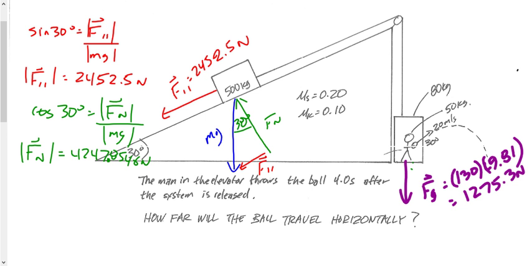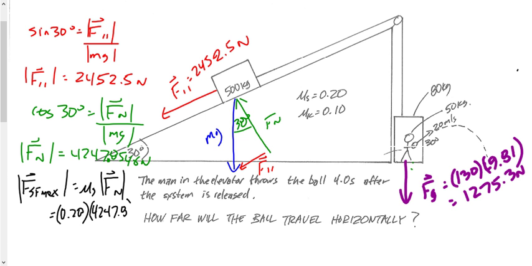Let's get the maximum force of static friction right now. Let's say F friction max is equal to mu times the normal force. And mu static is 0.20. The normal force is 4247.8. The maximum force of static friction gives me 849.571.